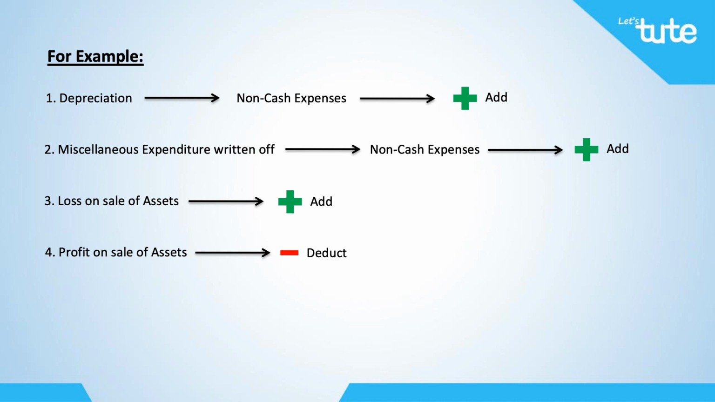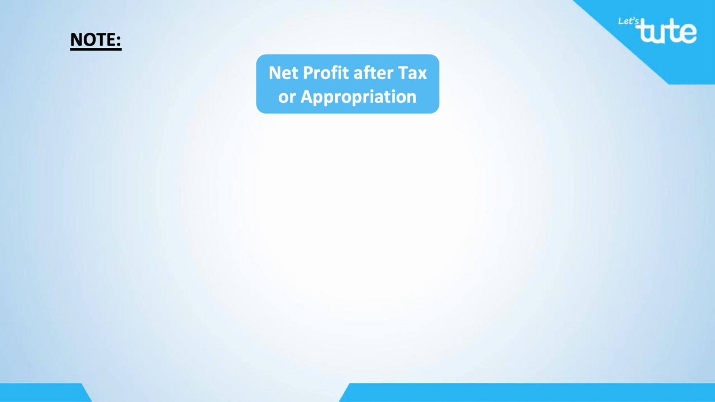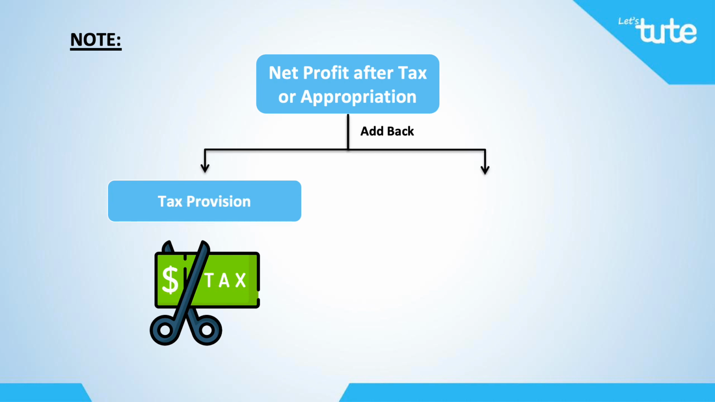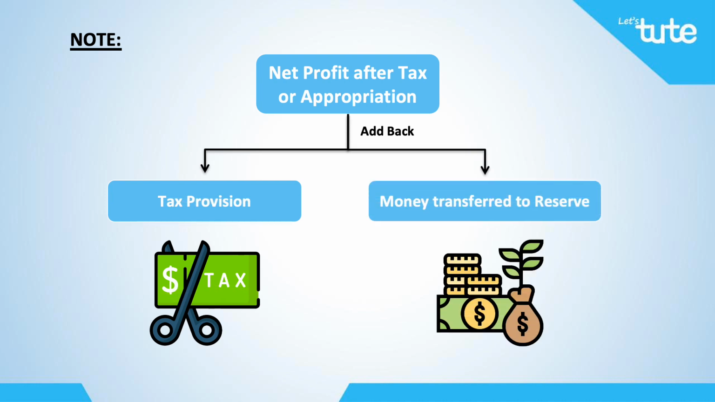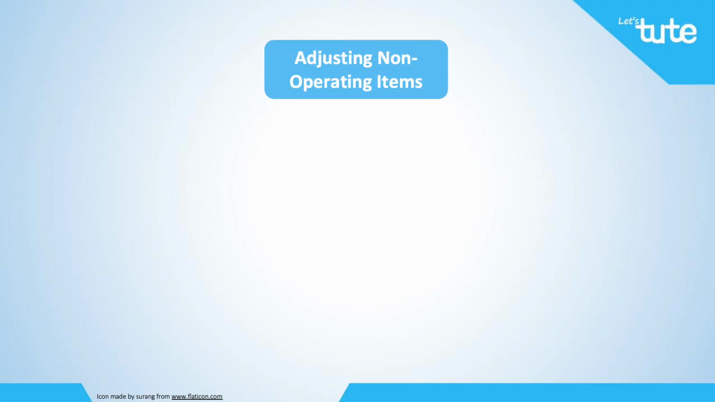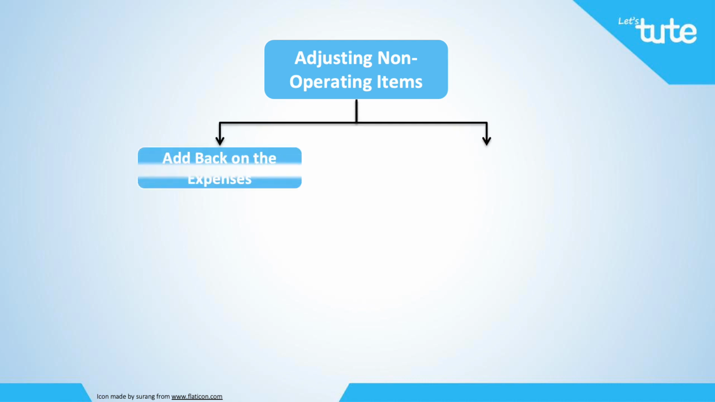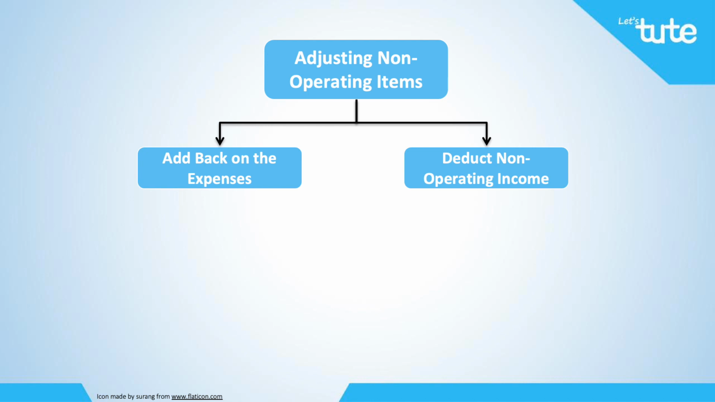Also, do note here that if net profit after tax or after appropriation is taken at the starting point, then we would add back tax provisions and also add back any transfer to reserves made from appropriation, since both are non-cash items. Here we also adjust for non-operating items. In other words, we add back non-operating expenses and deduct non-operating income.